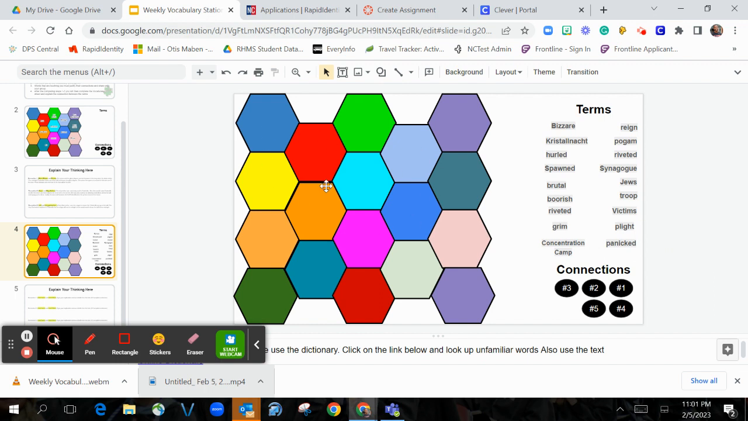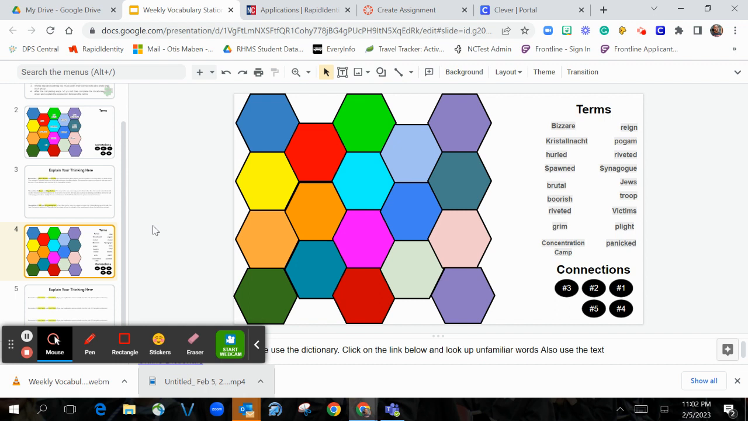You're going to see some blank hexagons in which you will place each vocabulary term, and you will need to use all of the terms and place them on a hexagon. And then right here, you're going to look at the connections. Now, for the assignment, I'm only asking you to do 3 connections. Eventually, we will build our way up to 5.